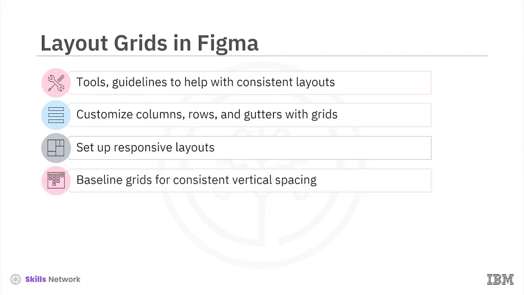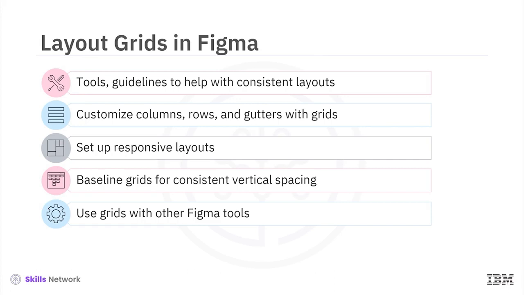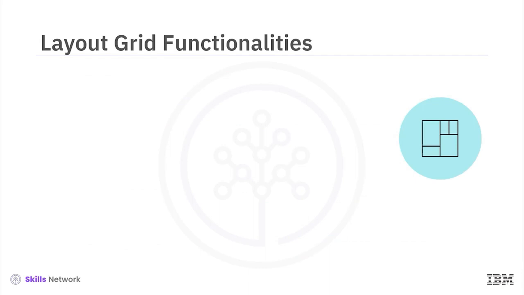Create baseline grids, which help create consistent vertical spacing for text elements. Use layout grids in conjunction with other tools in Figma, like Auto Layout, to create complex and precise designs. Find layout grids in the toolbar, create, and adjust as needed. Layout grids in Figma provide the functionality to create consistent layouts and spacing in designs.